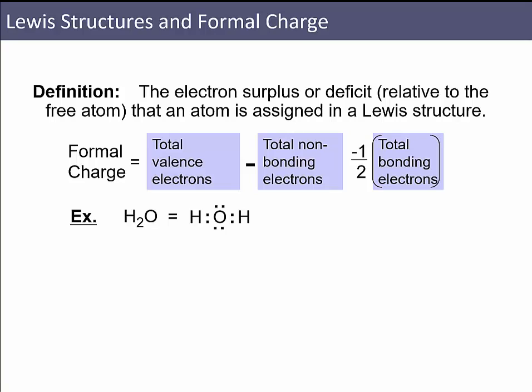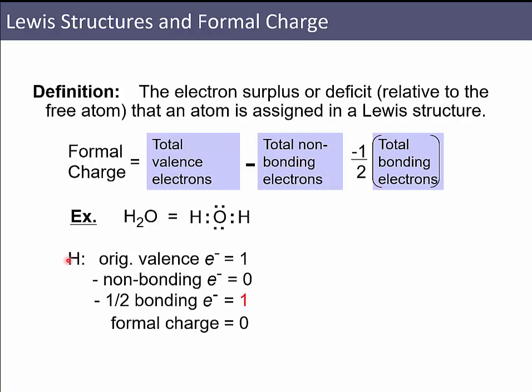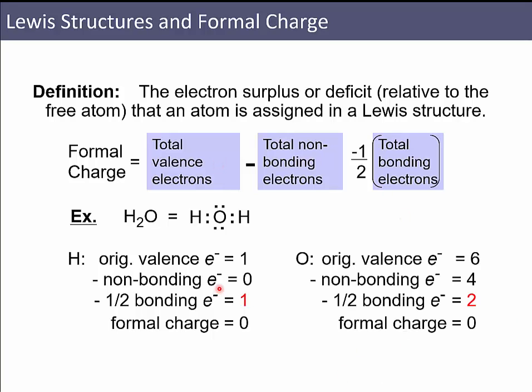For hydrogens, the original number of valence electrons is 1. I've got no non-bonding electrons, no lone pairs around here. I've got 1/2 the number of bonding electrons. I've got 2 that are bonding, so it's going to be 1. So our formal charge on hydrogen will be 0, which we expect because this is a neutral molecule.